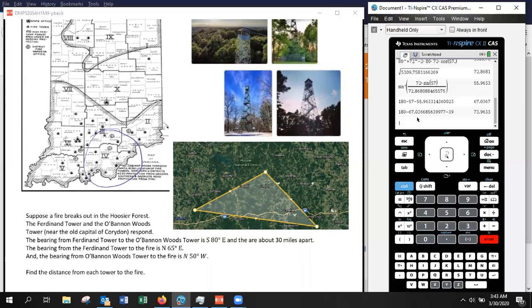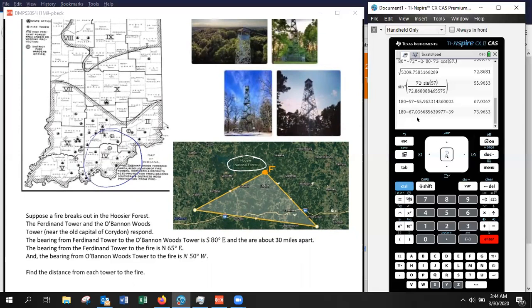Anyway, a fire breaks out in the Hoosier Forest. So let me change color really quickly. I have my Hoosier National Forest, which is right here, and the fire breaks out. I'm going to do this in orange. The fire breaks out right here. Let's call that F for fire.